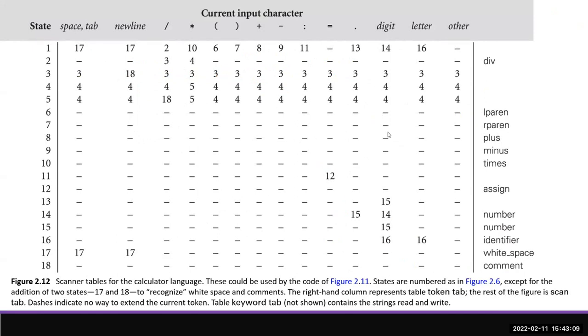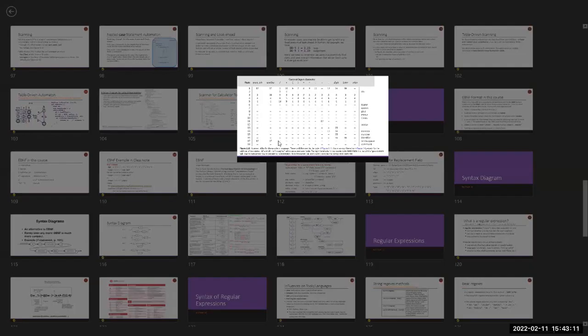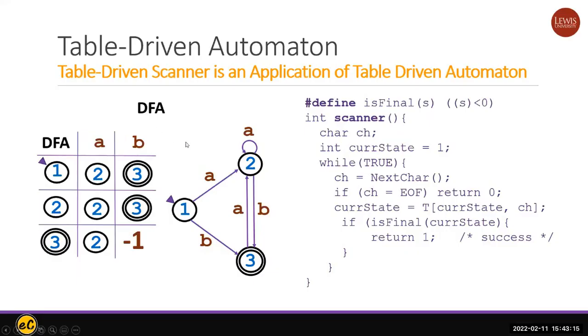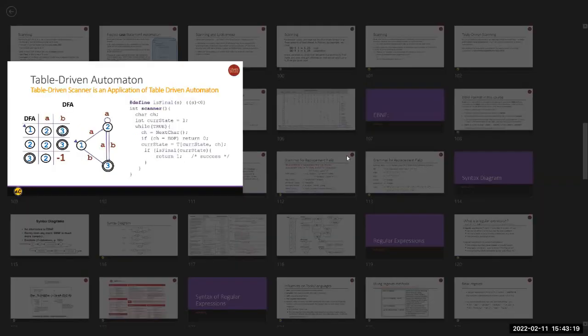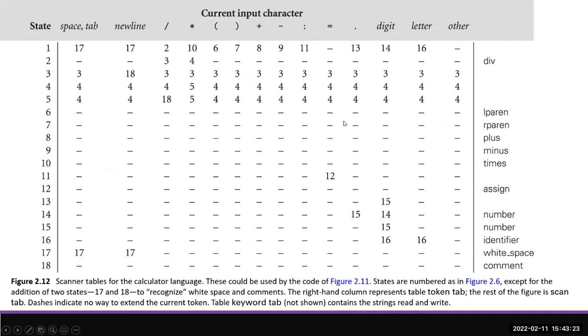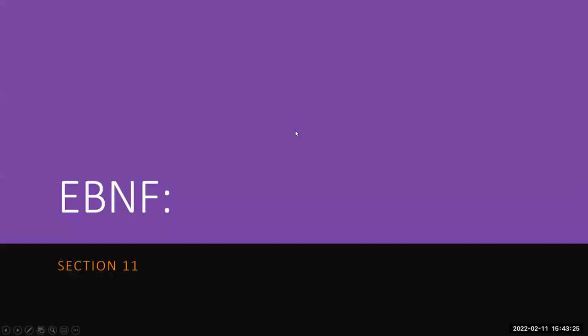This state transition table is based on the result of your finite state machine, and you can use a driver like this to drive it. Very, very straightforward. For the rest of the chapter, we are going to cover the so-called extended Backus-Naur form, and also the regular expression.